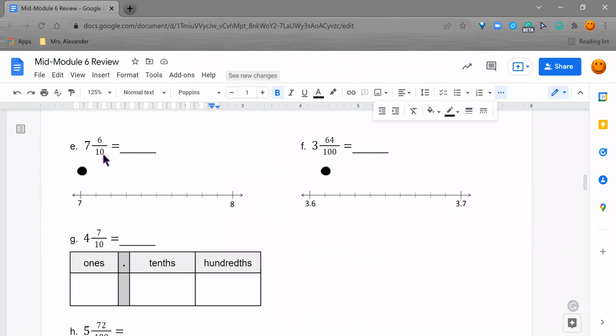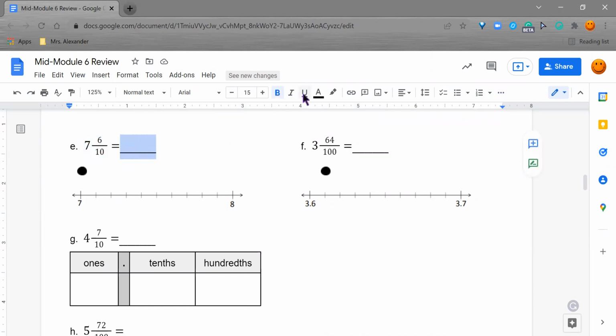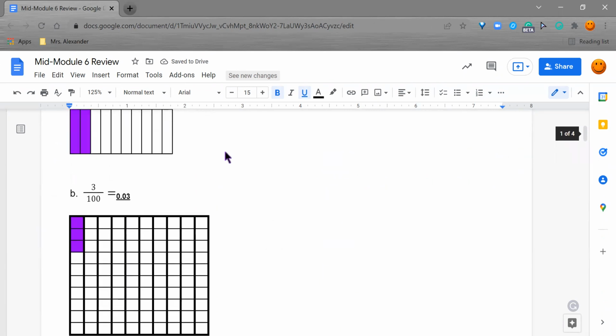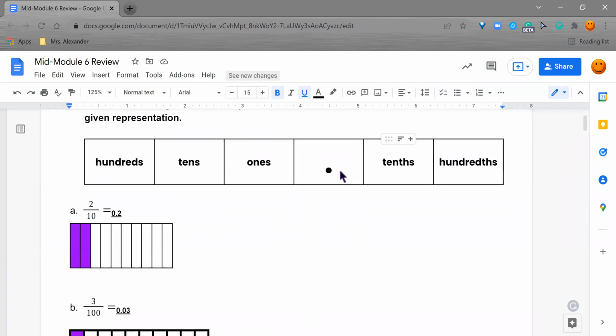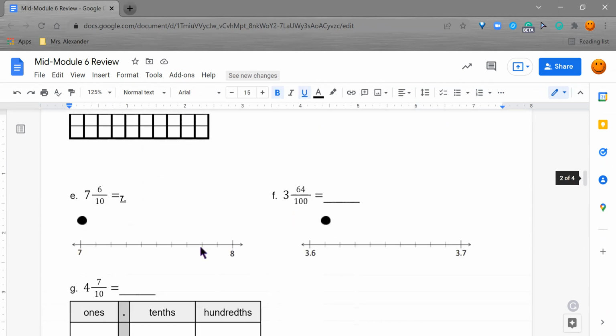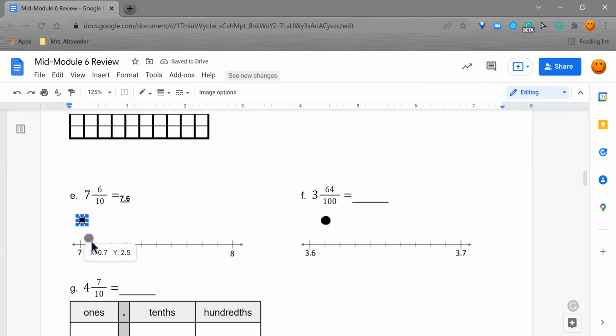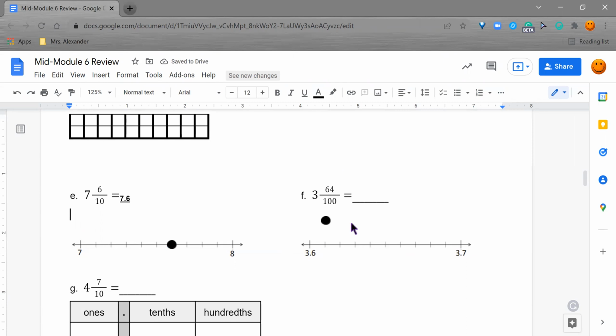We have 7 and 6/10. Again, we need to turn this into a decimal. So we know 7 is on the outside. That's a 1. And we have 6/10. I'm going to go right back up here and I see that tenths is right after the decimal. So I'm going to go ahead and put the 6. And then it says to move this on 7 and 6/10. 1, 2, 3, 4, 5, 6. So it goes on that one. I'm going to let you do this one by yourself.